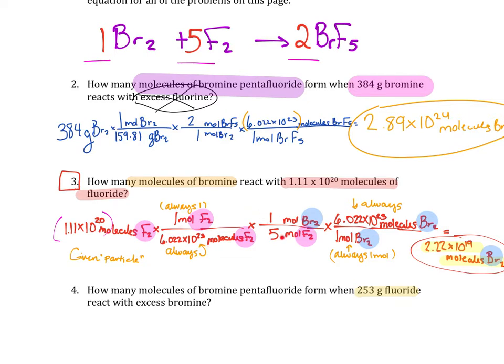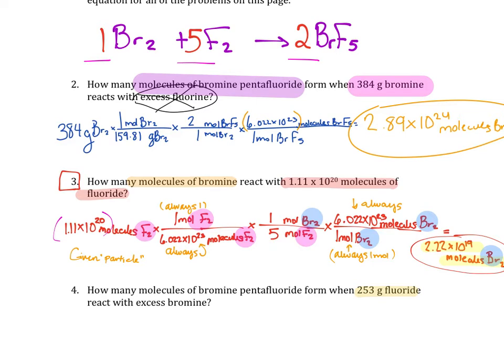Then you go into your mole to mole step. What you're trying to get rid of goes to the bottom, and what you're trying to solve for goes to the top. What I'm trying to get rid of is fluorine because that's what I originally started with, and what we want to go into is bromine. So moles of fluorine are going to cancel, and moles of bromine are where we're moving into.